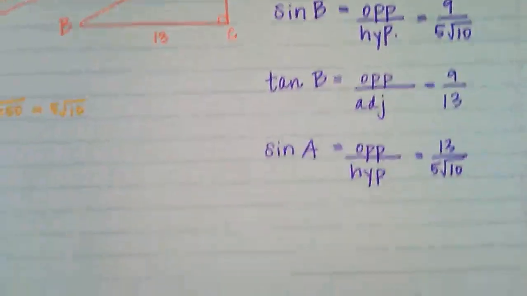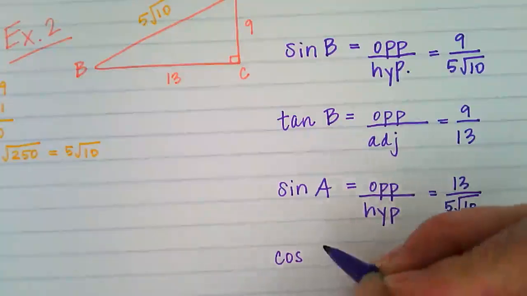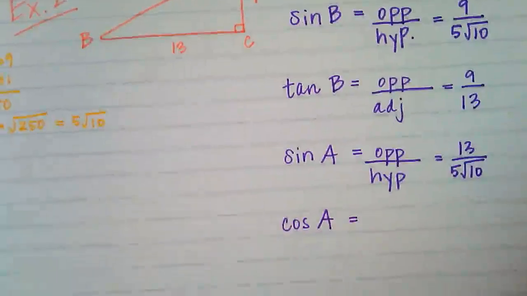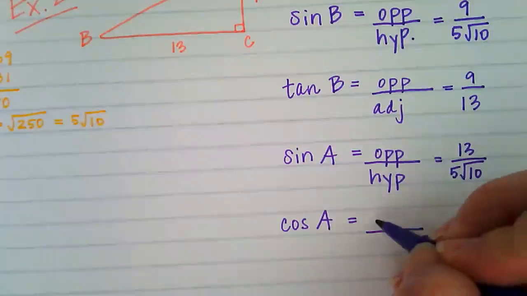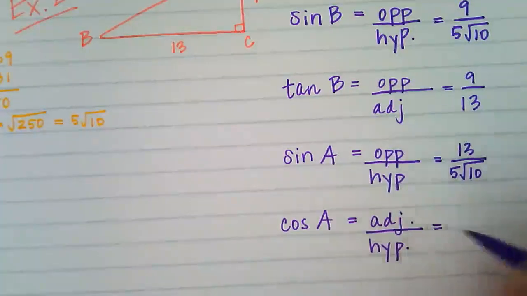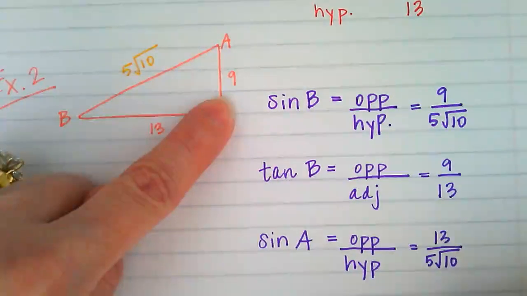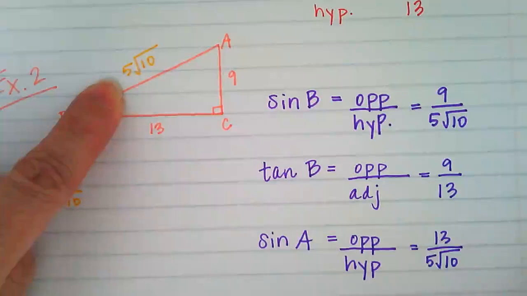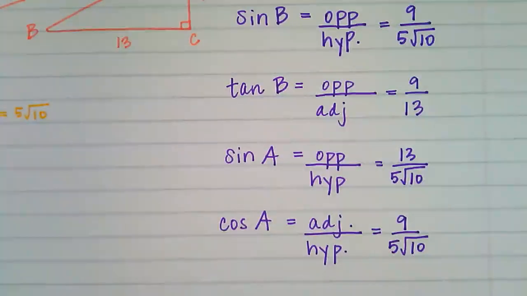All right, let's do one more with the same triangle. Let's do the cosine of A. All right, so cosine is SOHCAH, C-A-H, so that is the adjacent over the hypotenuse. So from angle A, the adjacent is 9, and the hypotenuse is 5 root 10. So the cosine of A would be 9 over 5 root 10.